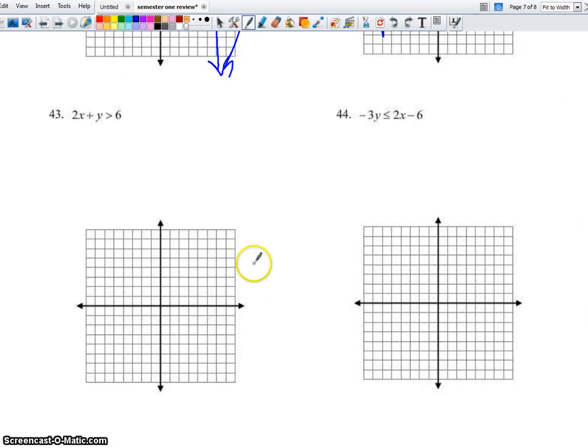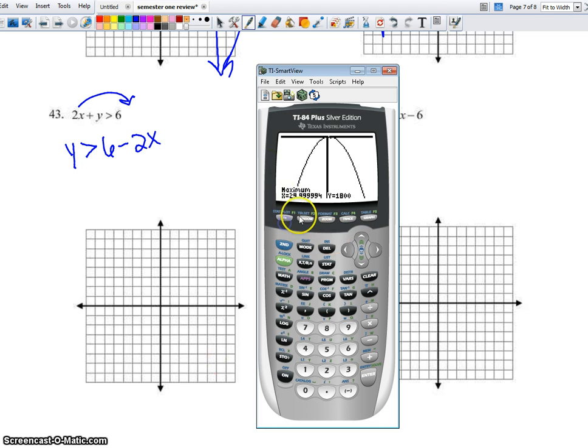Number 43 has an x and a y. You need to get your y by itself, so we're going to take the 2x and move it to the other side. Y is greater than 6 minus 2x. You want to take this and put it in y equal on your calculator. 6 minus 2x.